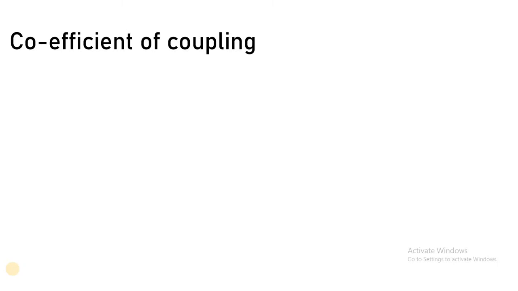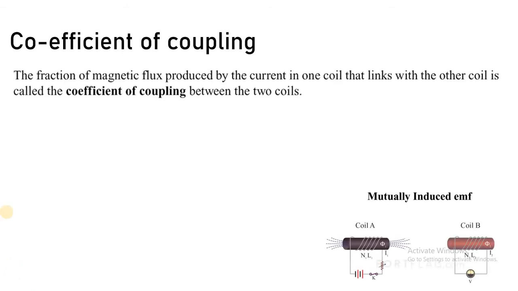So in today's class we are going to see how the coupling is going to be measured with the help of coefficient of coupling, which measures the coupling between two different coils. So what is the coefficient of coupling? It is the fraction of magnetic flux produced by the current in one coil that links with the other coil is called the coefficient of coupling between two coils.